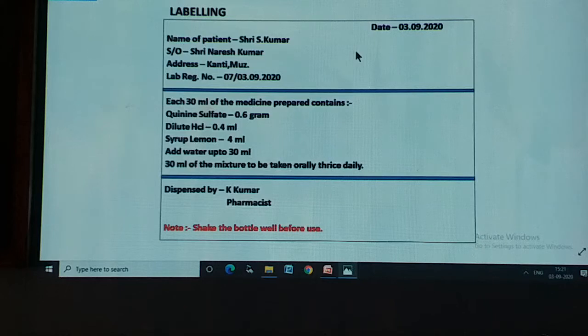And note a special instruction, that is, shake the bottle well before use. You must also know that quinine is light sensitive. So you should also write: store the bottle away from sunlight.